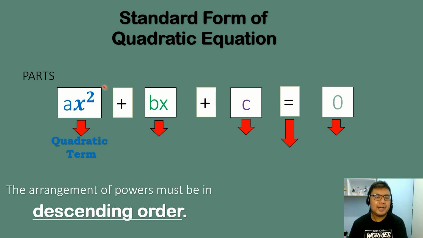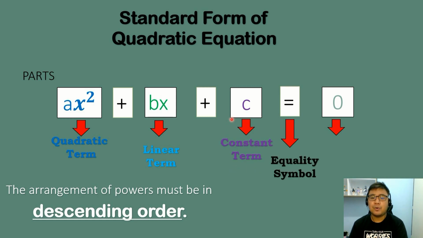So, tatandaan nyo lang na ang quadratic term, yun yung term na merong exponent na 2. Then, yung bx natin is called the linear term. Yung linear term, yun yung term na merong exponent na 1. Then, yung c natin dito, ito yung term na tinatawag na constant term. So, tatandaan lang natin sa constant term, it is the one without a variable. So, ibig sabihin, number lang siya.